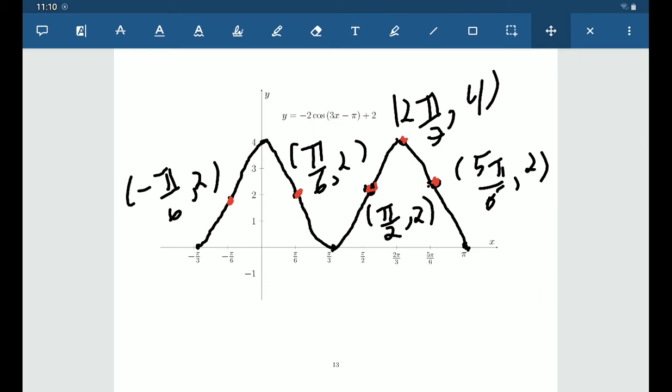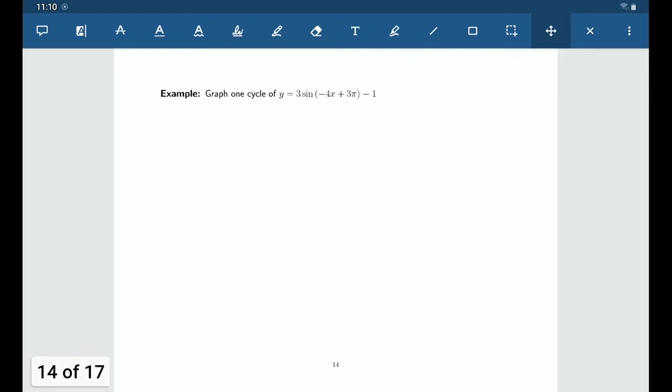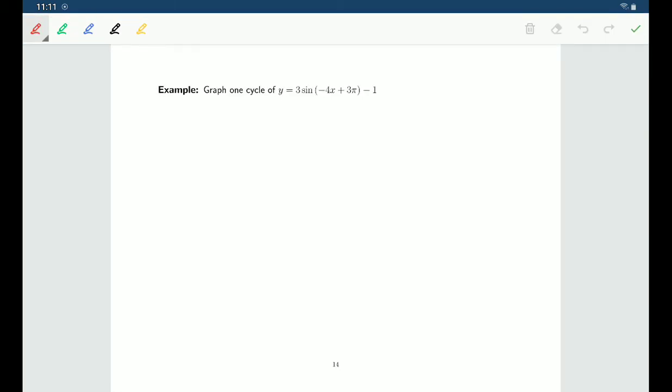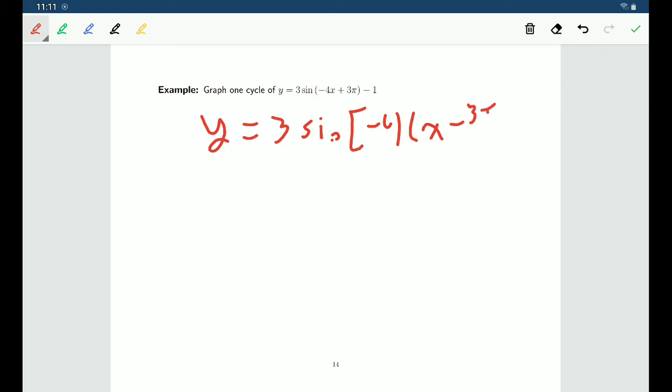All right, one last example. This one's going to be a shorter example because I'm only going to do one cycle of this sine graph. And for this one, we start out again, as always, by rewriting things. So we have y equals 3 sine of, and I'll factor out that -4. So that would be x minus 3 pi over 4 plus 1. Or sorry, it wasn't plus 1 at the end, it's a -1 at the end.